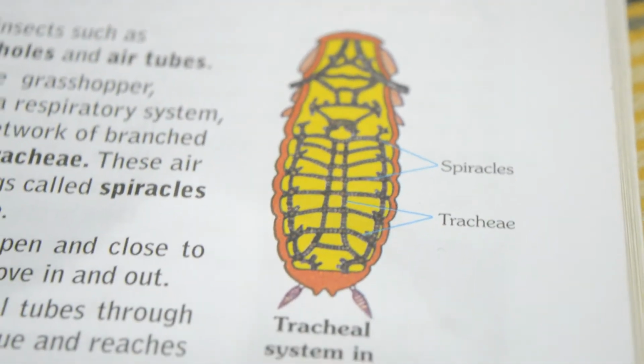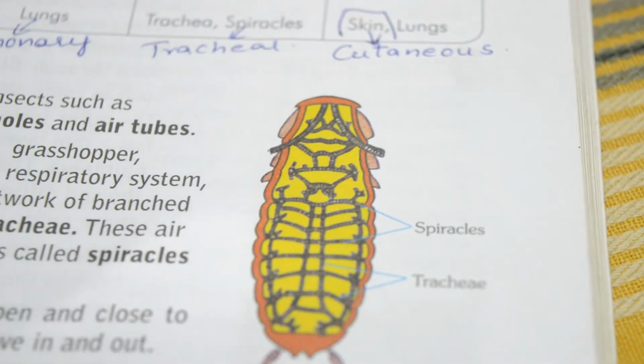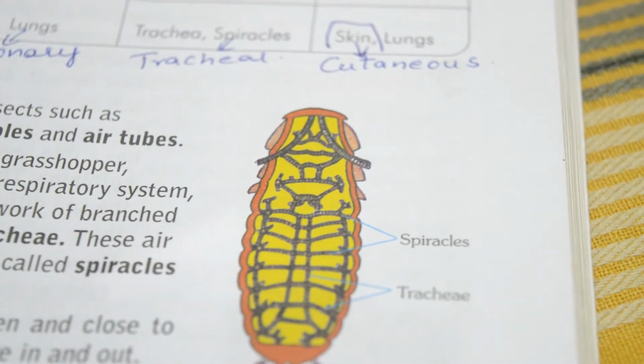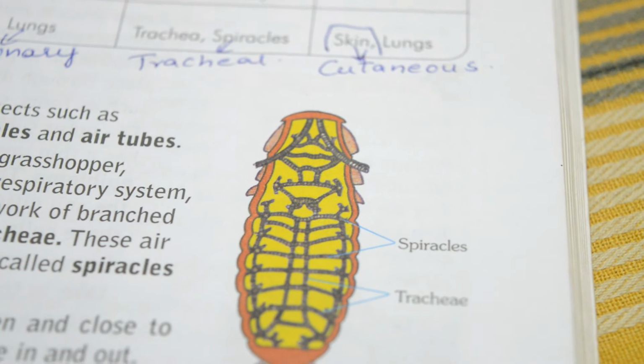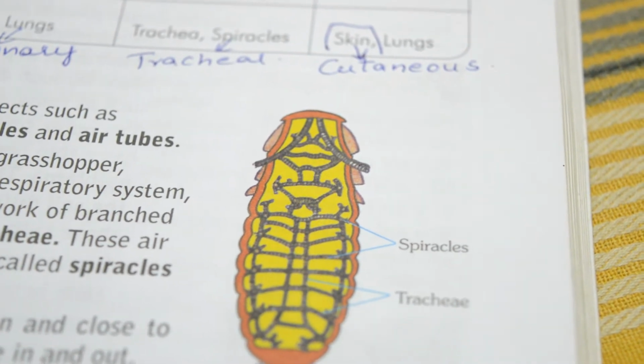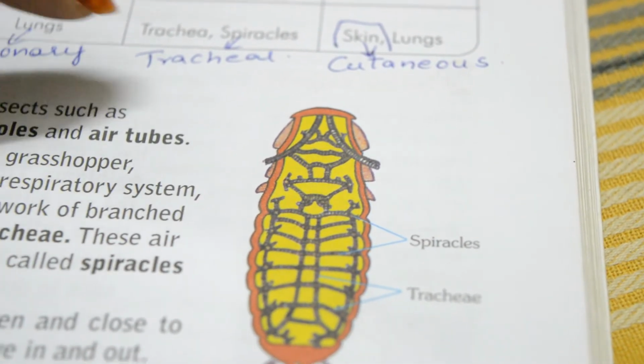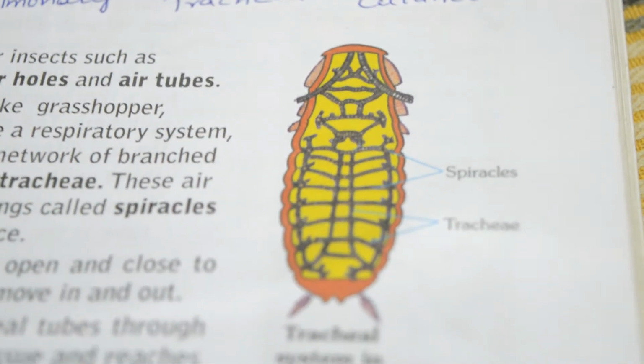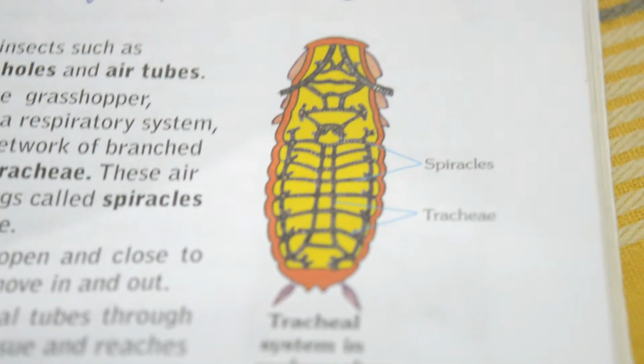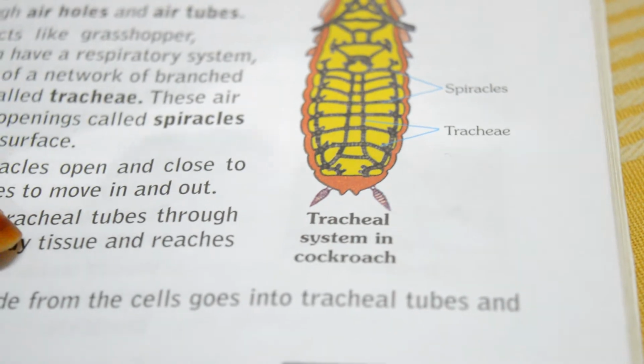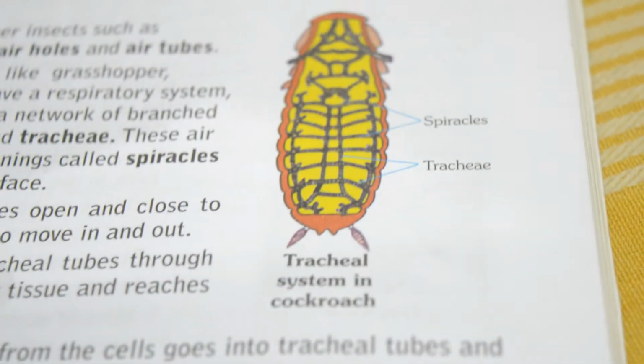Oxygen-rich air enters the tracheal tubes through the spiracles, and it diffuses into the body tissues and reaches each and every cell of the body. In the same way, carbon dioxide from the cells goes out into the tracheal tubes and moves out through spiracles.